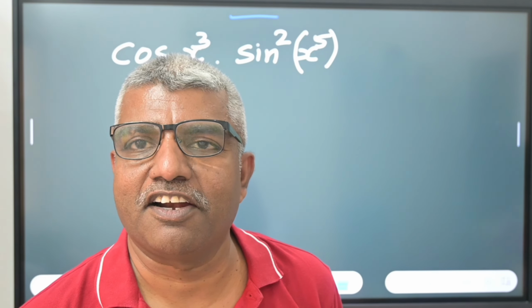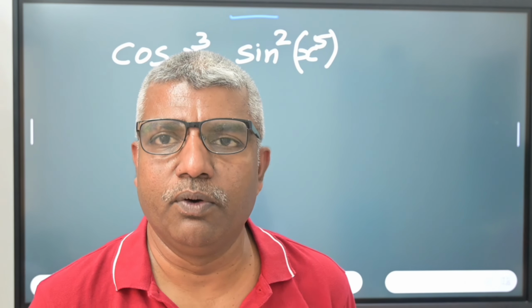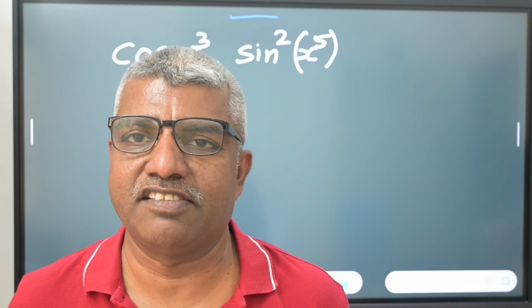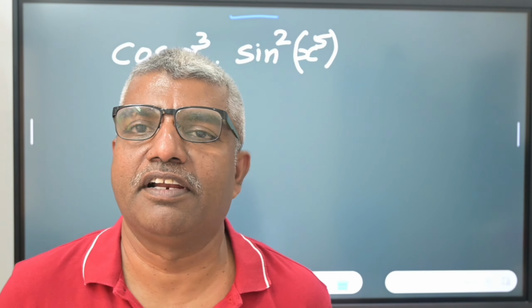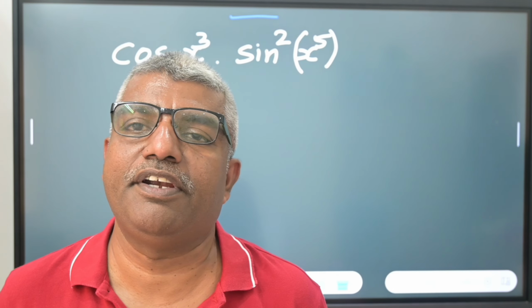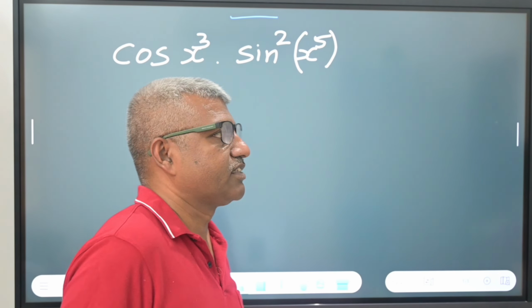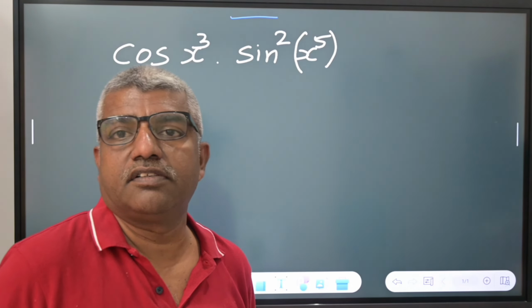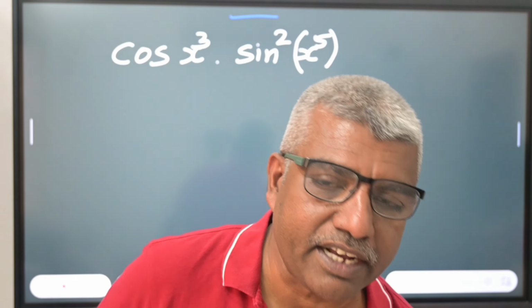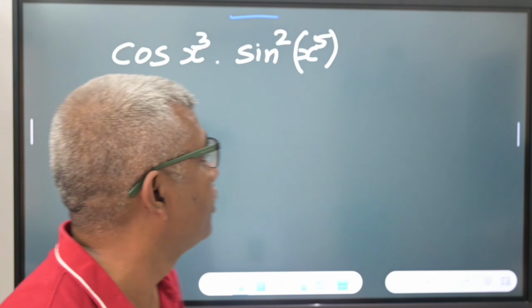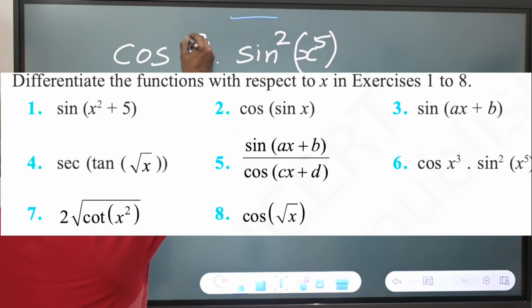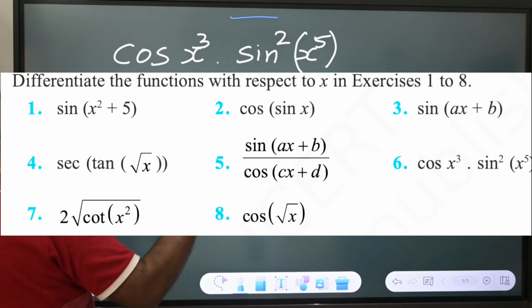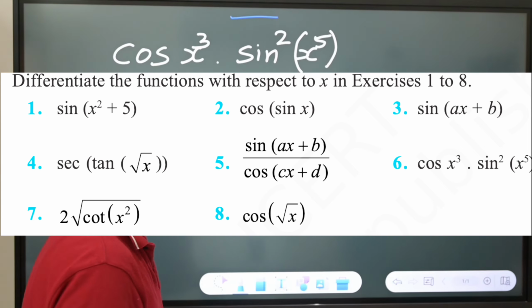Welcome to Sheik Math Academy. In this lesson, we are going to see CBSE Grade 12 Maths Exercise 5.2, questions 6 to 8, finding dy/dx. Look at question number 6. cos x cube times sin squared x power 5. It is a product rule.